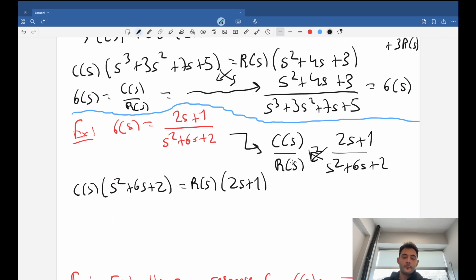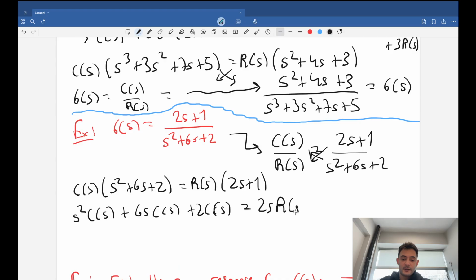And all right, so let's make this large, and we will have s squared Cs plus 6s Cs plus 2Cs equals 2s Rs plus Rs.